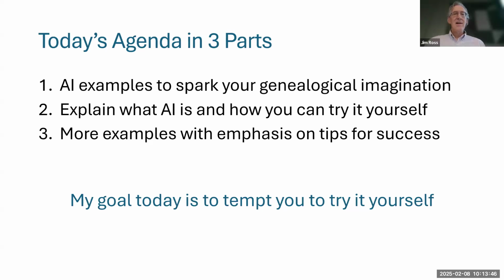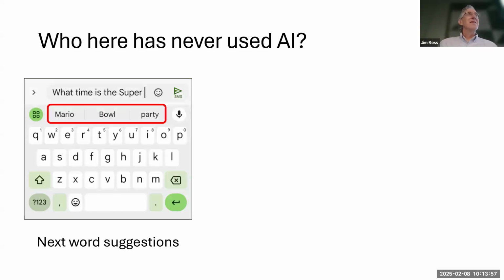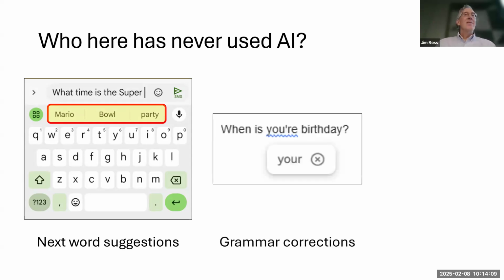All right, first up, a question. Who here has never used AI? Anybody? Okay. Let me ask you this. Have you ever started typing a text message, you know, what time is the supper? And then it gives you word suggestions. So that's AI. How about you've typed something and the computer says, are you sure you want to use that word? Maybe you want to use this word instead. So that's AI.